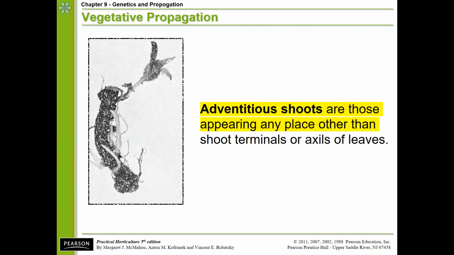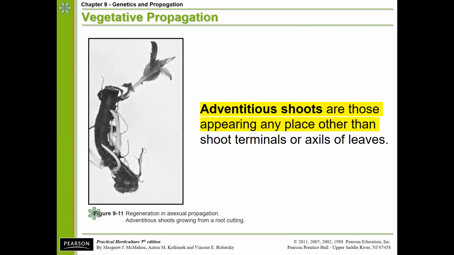So here's adventitious shoots appearing, and these shoots are those that basically appear any place other than where they're expected to appear, at the terminus of the shoots or in the axils of the leaves. And adventitious shoots are often known as suckers when they're unwanted.